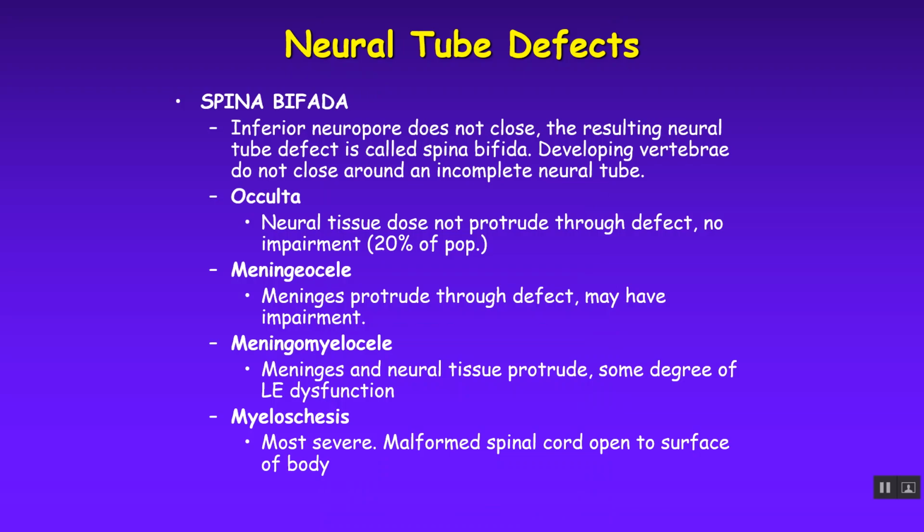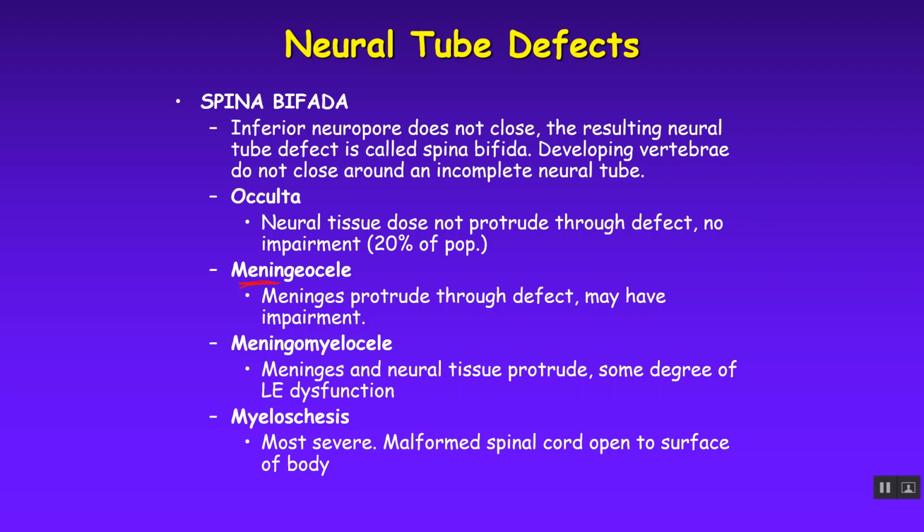Still on some neural tube defects here is spina bifida. This is where the inferior neural pore does not close properly, and it can result in a neural tube defect called spina bifida. There are different types: spina bifida occulta, meningocele, meningomyelocele, and myeloschisis.